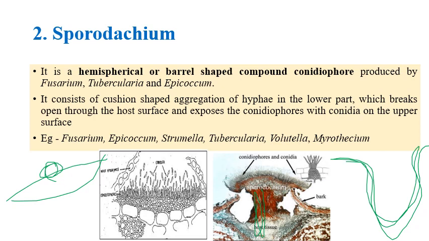Examples of fungi like Fusarium, Epicoccum, Strumella, Tubercularia, Volutella, and Myrothecium are different kinds of fungi that can produce the sporodochium as an asexual fruiting body. The most important one is Fusarium. Fusarium produces three kinds of spores: microconidia, macroconidia, and chlamydospores. We can observe these microconidia and macroconidia, produced from an asexual fruiting body named sporodochium. The sporodochium is generally a hemispherical or barrel shaped structure with compound conidiophores, and we can also call it a cushion shaped structure on the surface of the host.